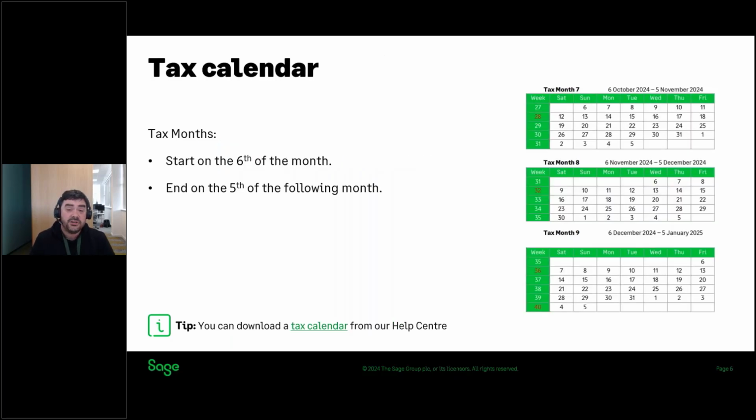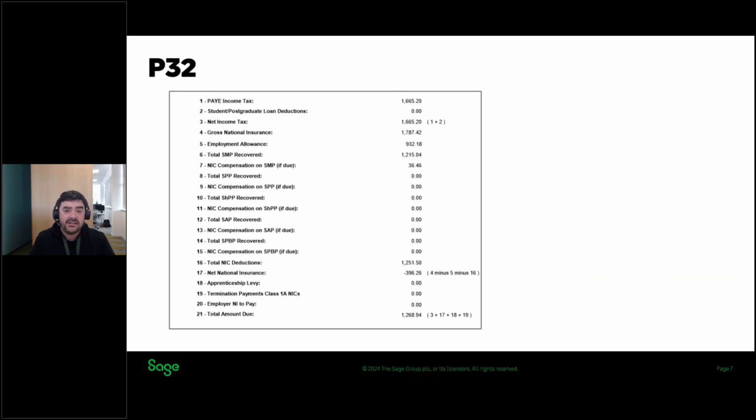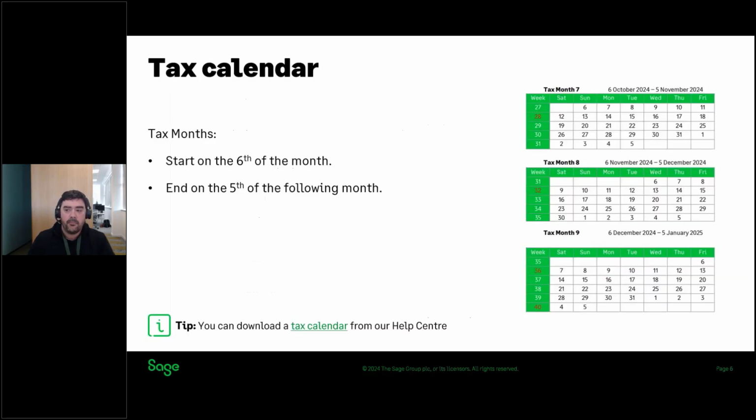Now, something it's important to understand is that when we're talking about month end in the world of payroll, we are of course talking about the tax calendar. So the tax year begins on the 6th of April, and therefore every tax month starts on the 6th day of the calendar month and ends on the 5th day of the following month. So you must complete processing for all pay dates within the tax month before you go ahead and run any of these month-end tasks. So for today's demo, we'll be working in tax month 8.